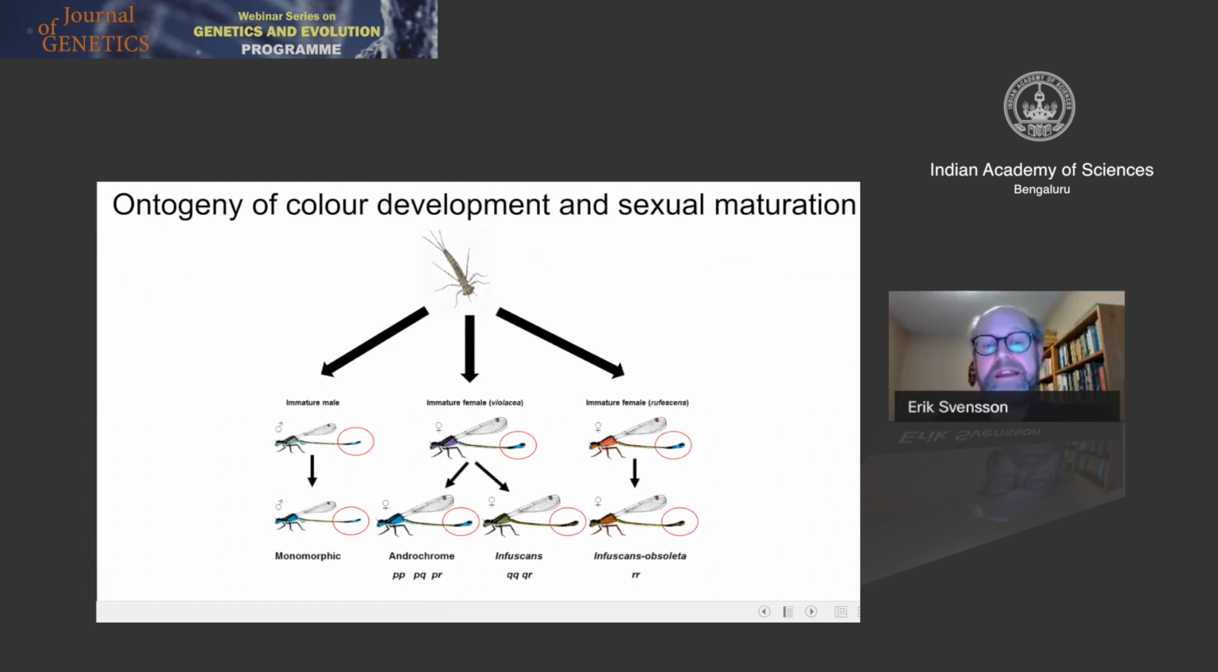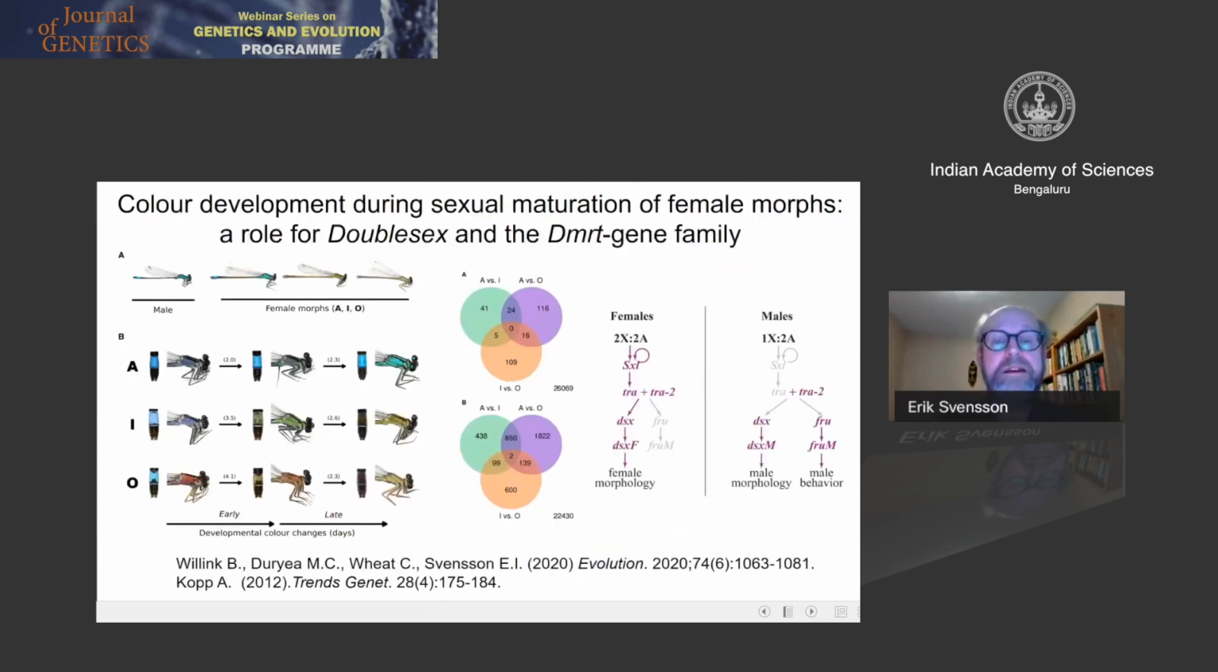So you can say the androchrome female morph actually maintains a male-like color pattern. You could call this a neotenic form of development, and that has some advantages in the sense that they are perceived as being males and in some circumstances receive less male mating harassment. We have just started looking at the genetics and genomic basis of this color polymorphism.